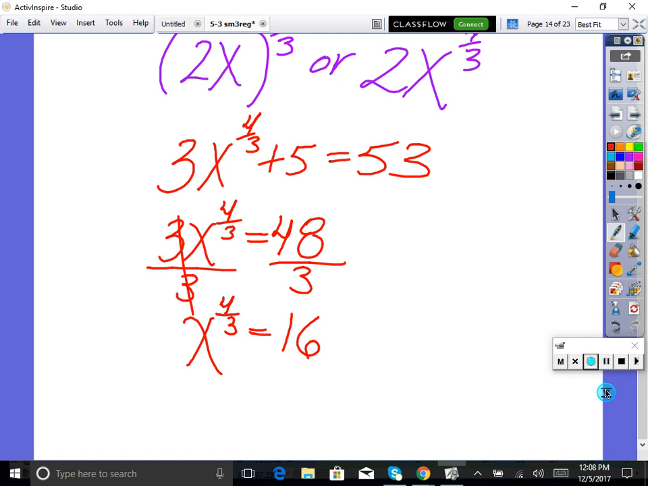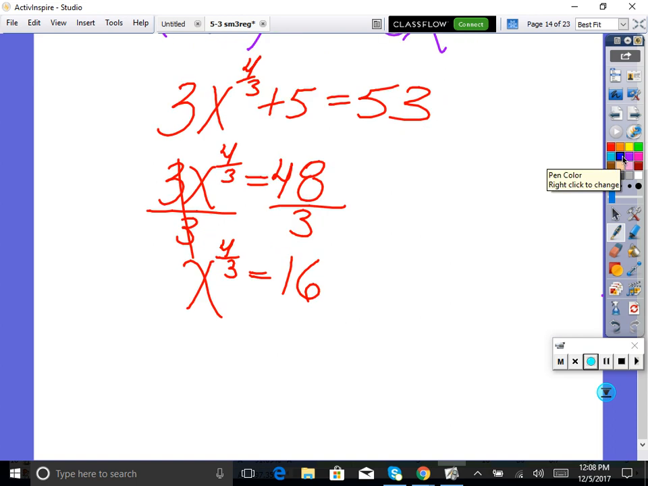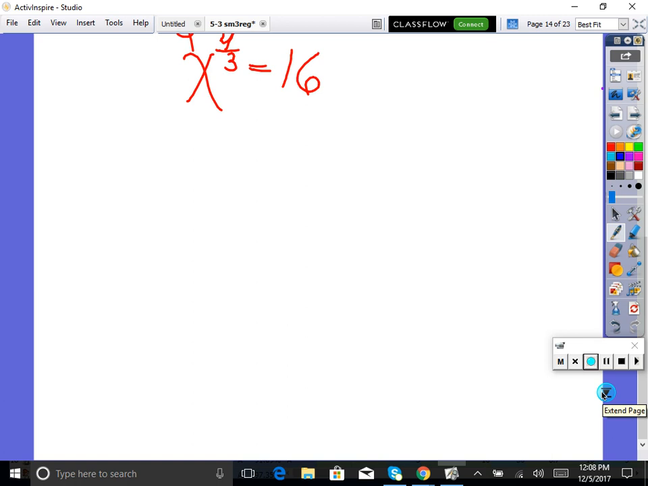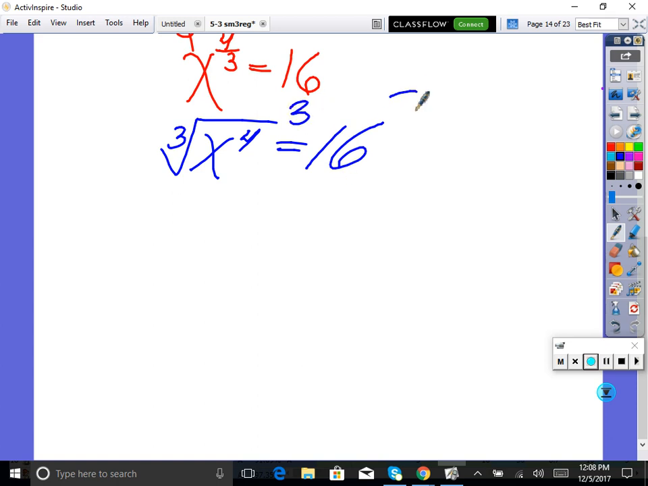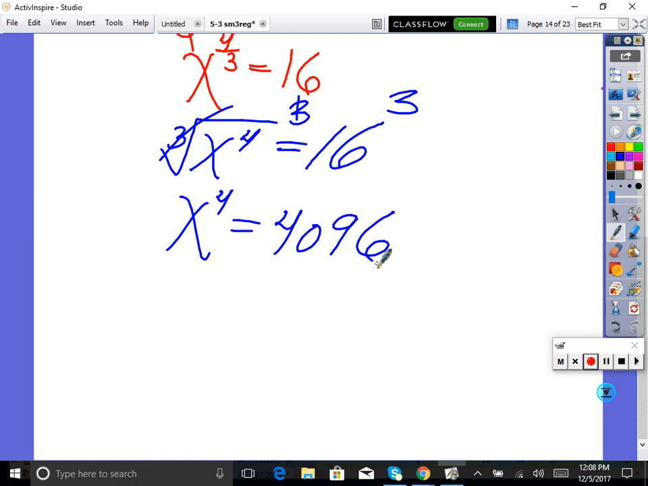Now from there, everybody watch. What we originally have right now, before we solve it, is the cube root of x to the 4th power equals 16. Am I right? So we would cube both sides. Root cancels out power. X to the 4th equals 4096. Now, what's my next step? Yep, 4th root both sides.